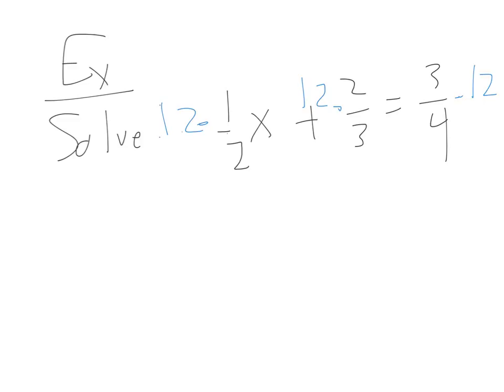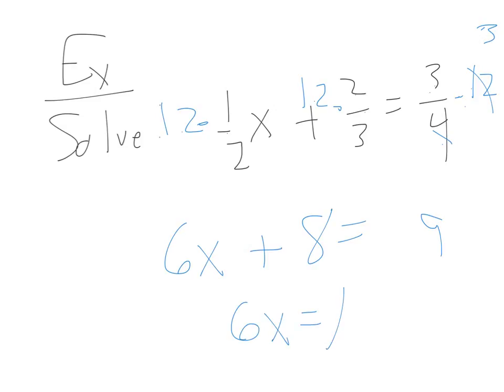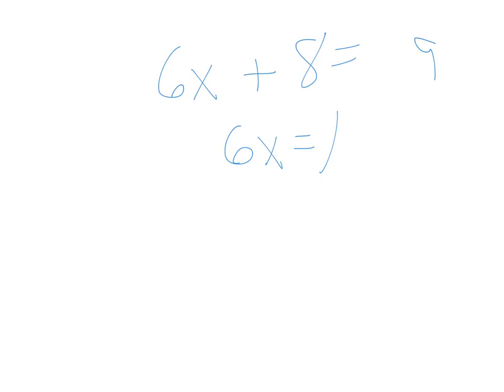12 times 1/2 would be 6, so it would be 6x. 12 times 2/3. You can multiply 12 times 2, which is 24, divided by 3 is 8. Then 3/4 times 12. 12 and 4 reduce to 3, so 3 times 3 is 9. So now you have 6x plus 8 equals 9. And now you can solve. 6x is equal to 1. So x is equal to 1/6.